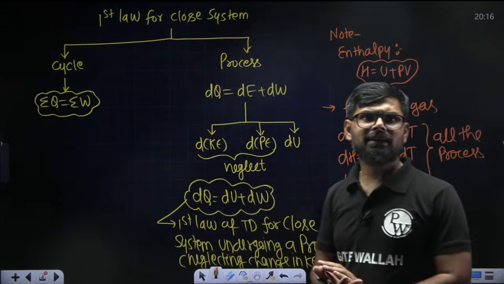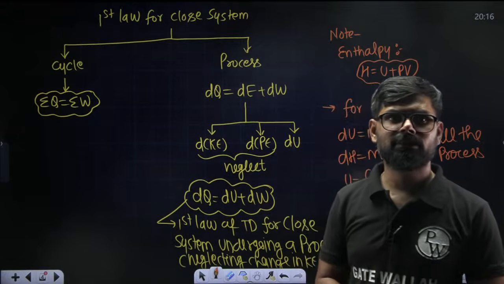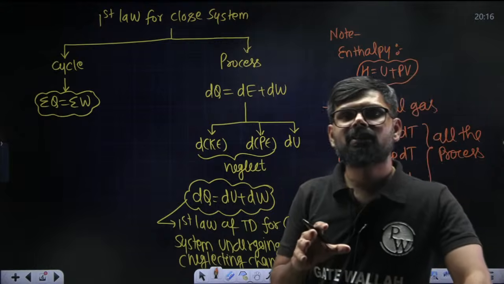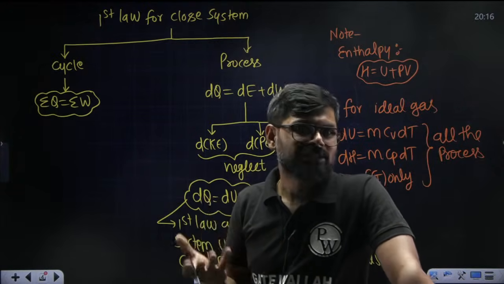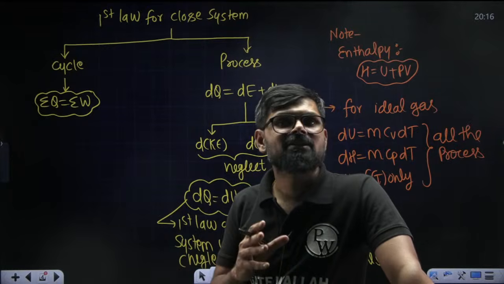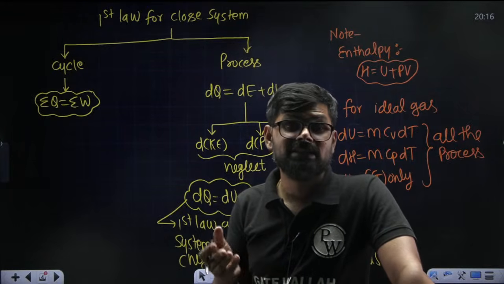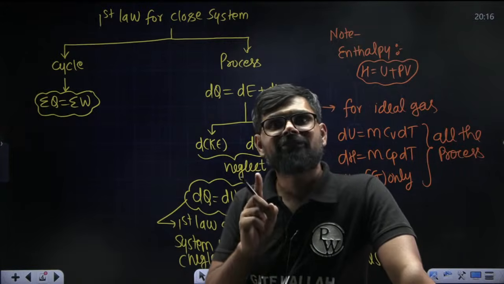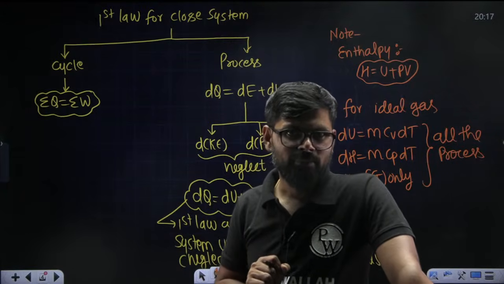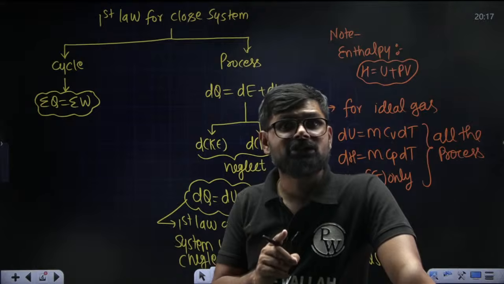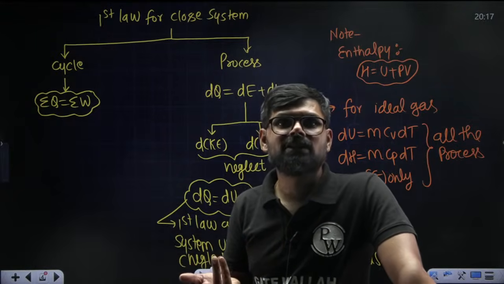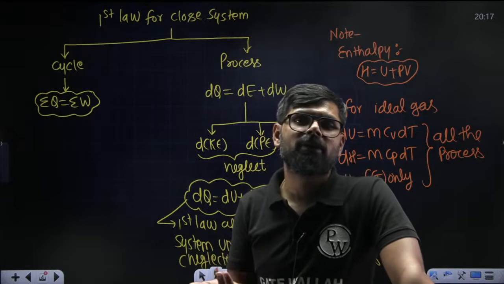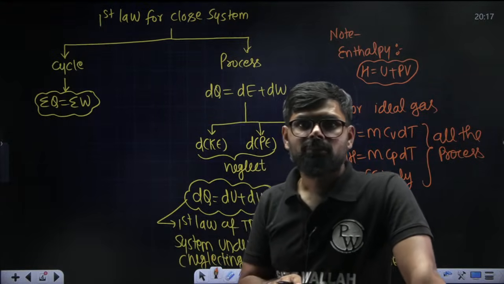Sir, are cyclic and reversible process the same? No. A cycle is basically a combination of different processes in such a way that the initial and final state of the system is the same. And for a cycle, the change of any property is always zero. Why? Because the initial point is the same, the final point is the same, and properties depend upon the point only, right?